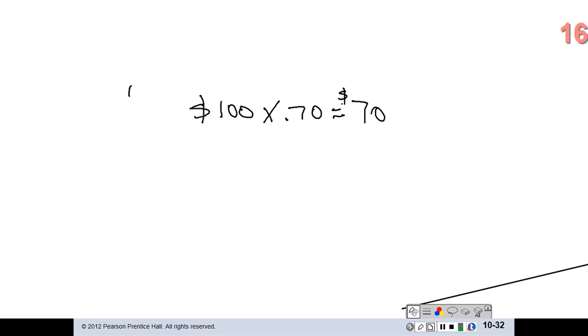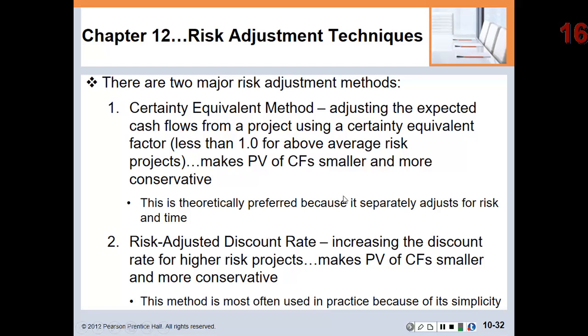So this would be the certainty equivalent factor, okay? So it's going to be, again, less than 1, and the smaller the factor, for example, if it was 0.4, you can see how much smaller it would make the future cash flows. So it's just mathematical. We're dealing with or changing the numerator of the net present value formula. So that's one. The second way we can do this is something called the risk-adjusted discount rate.